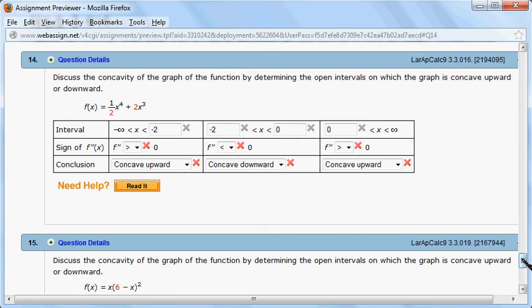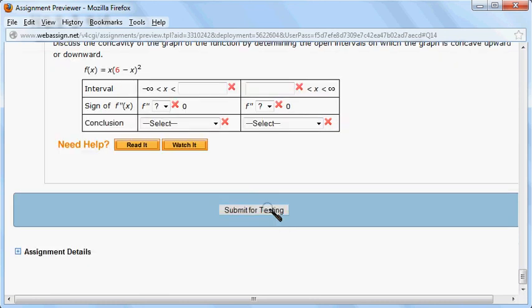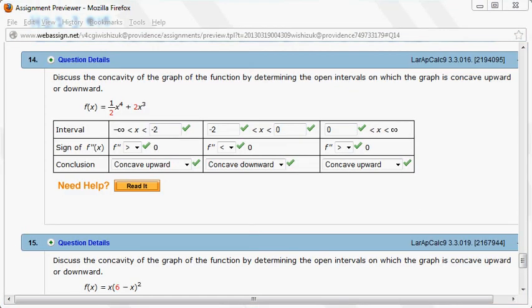So let's check. Okay, it came back and looks like we got them all correctly. All right, that's it. I hope that this was clear.